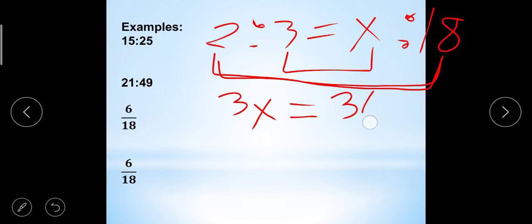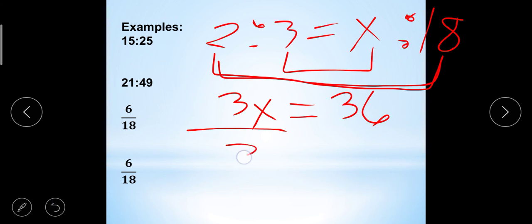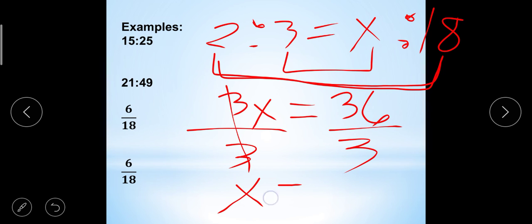36. Okay. So, ano ulit yung gagawin natin to eliminate yung kasama nung X na number? Kung ano man yung number na kasama nung X, i-divide natin siya doon. So, since 3 yung kasama nung X, i-divide natin siya by 3. Ito rin, i-divide natin by 3. Okay, so cancel natin tong 3. X na lang yung matitira.